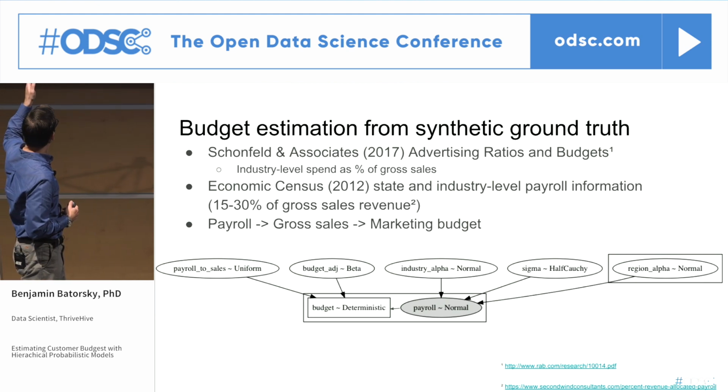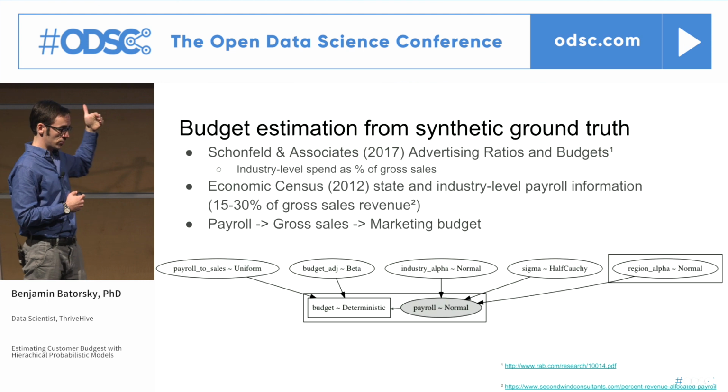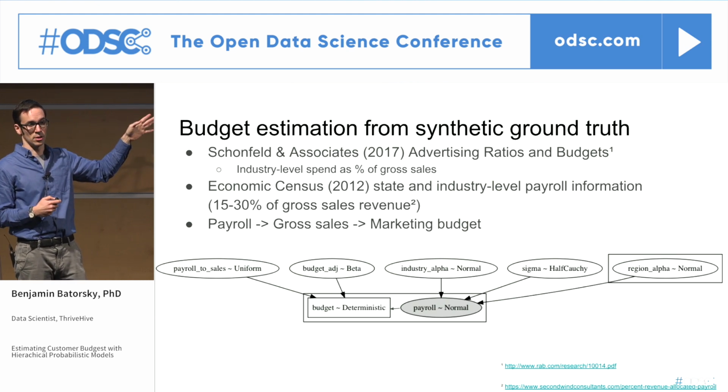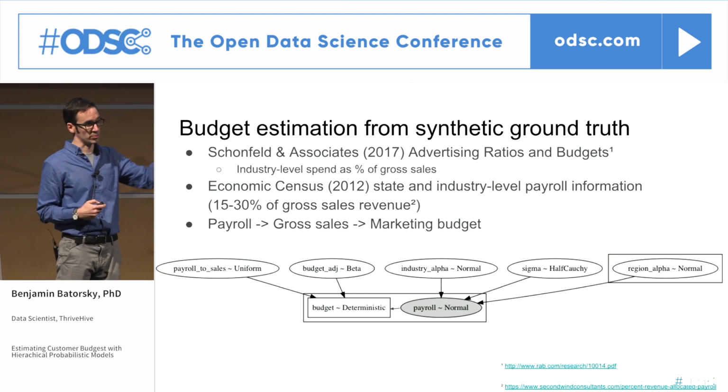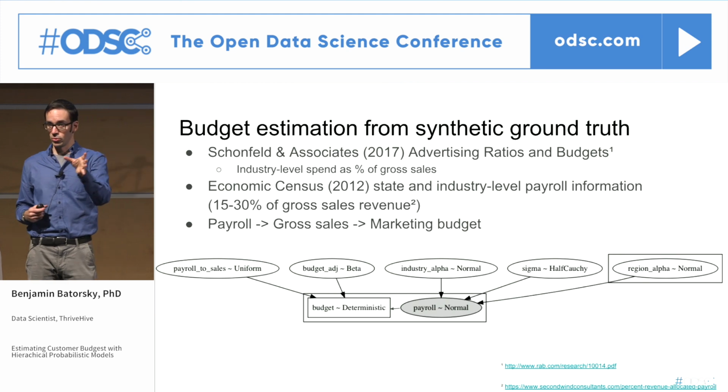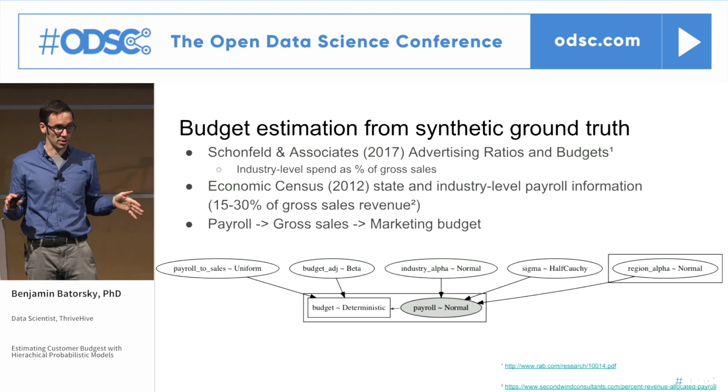So basically, the idea is from the economic census, we're able to get payroll by state and industry level. And just from industry standards, we know that payroll is about 15 to 30% of the gross sales revenue. And then we have another source that goes from gross sales revenue to marketing budget. Again, these are a couple steps removed, but the idea is to get a realistic budget range.